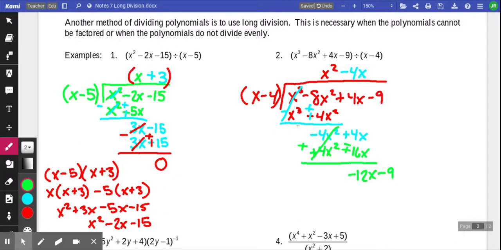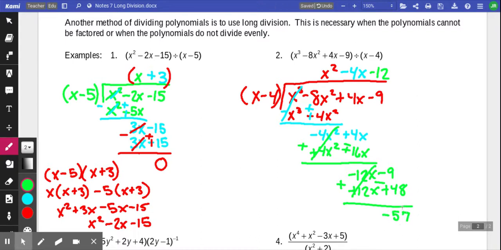So I ask myself, x times what is going to give me negative 12x? Well, this has a coefficient of 1, and this term has a coefficient of negative 12, so it's going to be negative 12. And then x times what gives me x? Well, they're already the same. So I'm just needing to multiply by negative 12. So negative 12 times x is going to give me negative 12x. Negative 12 times negative 4 is going to give me positive 48. And I'm going to subtract and subtract. Double negative, change to positive. Negative 12x plus 12x eliminates. And then negative 9 minus 48 is going to give me negative 57.